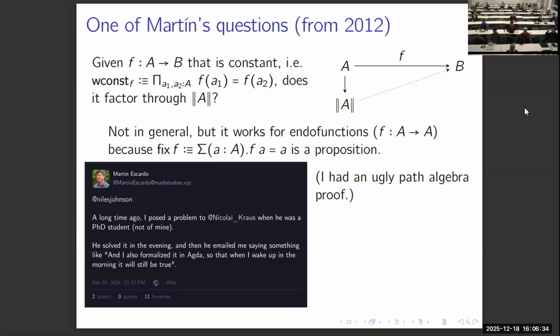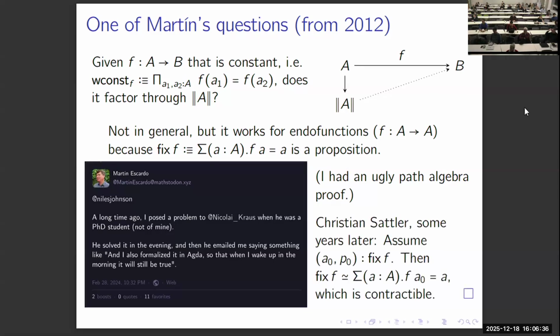So some years later, when Christian Sattler looked at what I was doing, he came up with a much nicer argument, which happens very often when Christian looks at what I'm doing. So the much nicer argument goes like this. You want to show that this type of fixed points is a proposition. And you can do this by showing that if it's inhabited, then it's contractible.